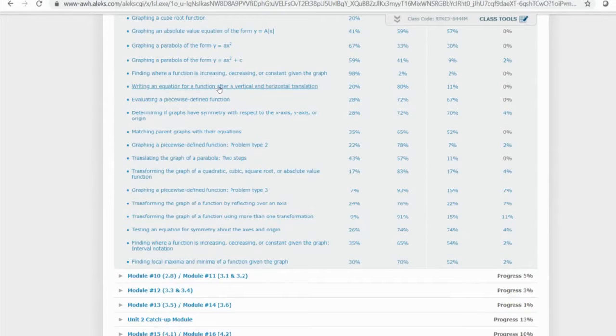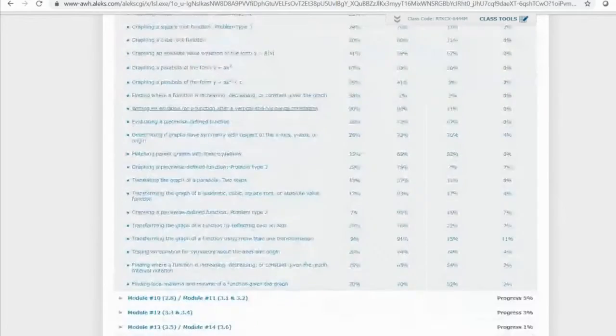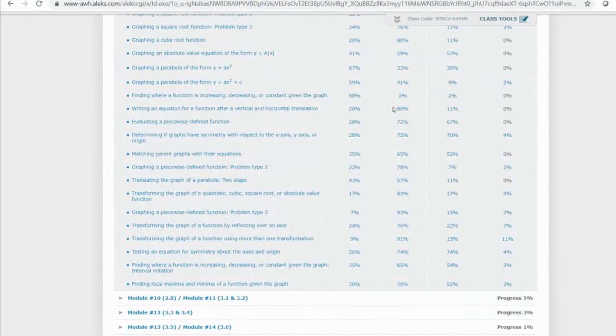Write an equation of a function after a vertical and horizontal transformation. Wait, let me see what these mean. Okay, this one shows 80 people are ready for this one. You could have just looked at the graph and done that. Which ones were those? Here it is.